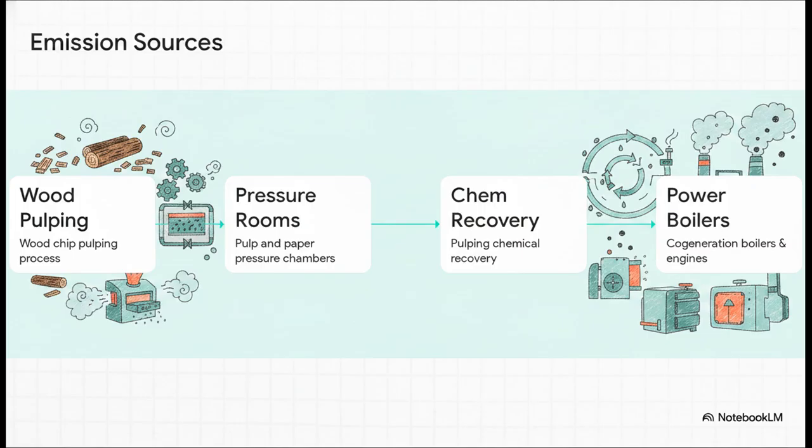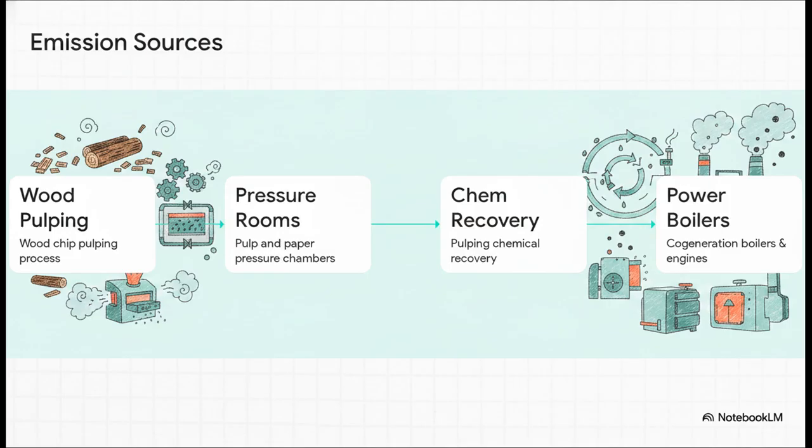According to the SASB standards, we can actually map these emission sources to 4 core operational areas. Think of this as basically building a mental schematic of a paper mill in your head. Step 1 is wood chip pulping. This is where the raw timber is initially broken down. Step 2, the pulp and paper pressure chambers, which are operating under immense heat and stress.